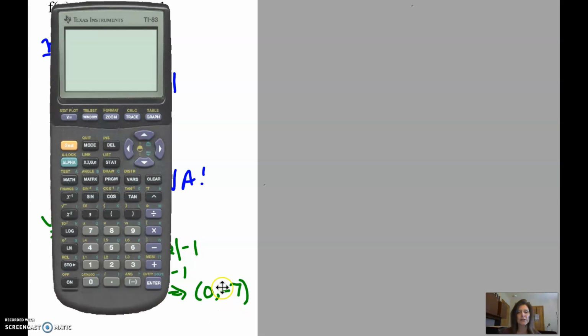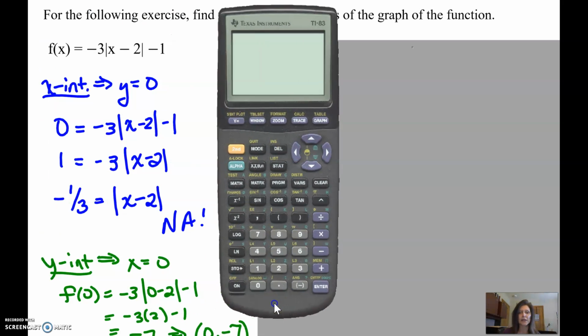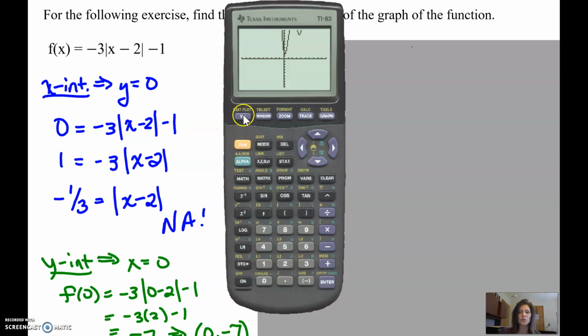Now I'm going to be a smart student and take my calculator and double check this. I'm going to go to my y equals, clear out anything that's there, and put in this function. Okay, so I'm going to use the -3. Now, there's no button for absolute value, but if you go to the math button and over to the number column, the first option is ABS. That stands for absolute value. Select that, and we want inside the absolute value x minus 2. Now, I have to be sure to close that because the -1 is outside of that.